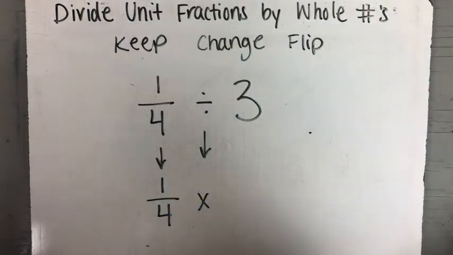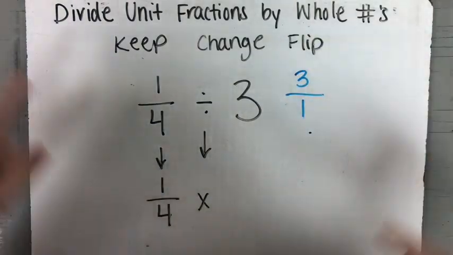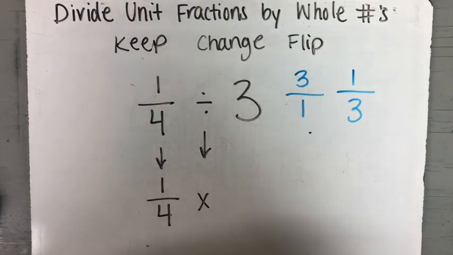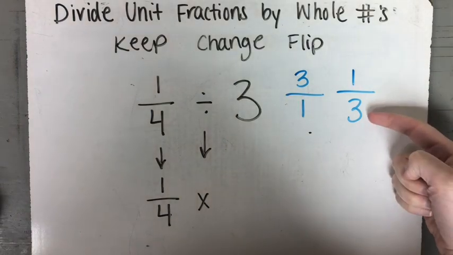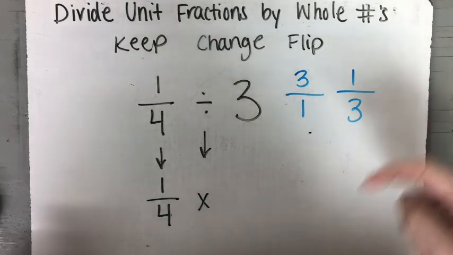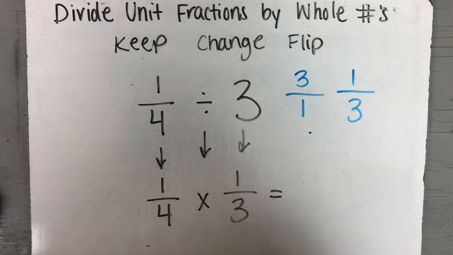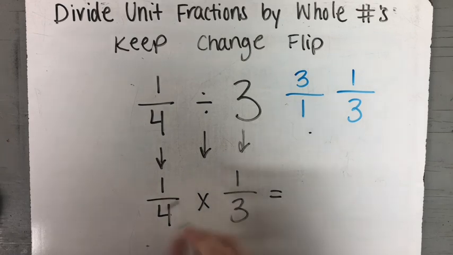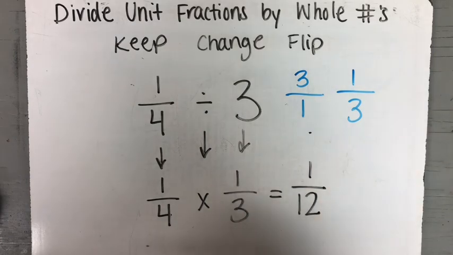Well, I can write a whole number 3 as a fraction by putting it over 1. So that means when I flip it, it becomes 1/3. And you may have noticed this pattern from last time. When you have a whole number and you flip it, you just put that whole number as your denominator and you get a numerator of 1. So the new problem I'm solving is 1/4 times 1/3. Okay, so multiply your numerators, multiply your denominators, and you get 1/12 as an answer.